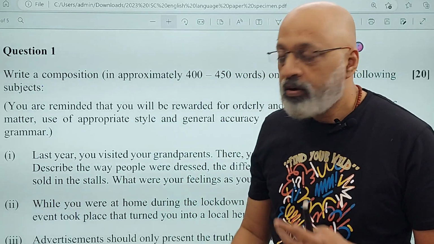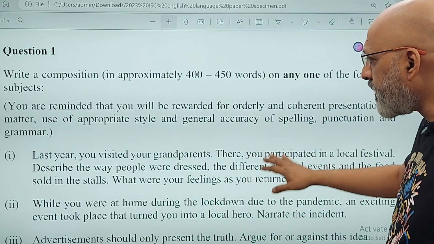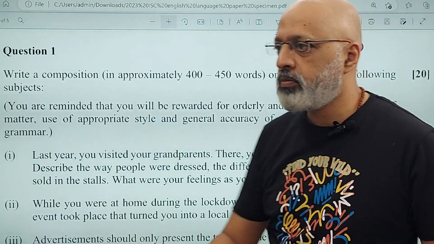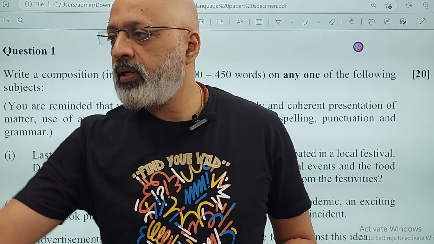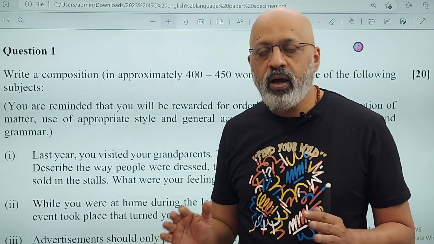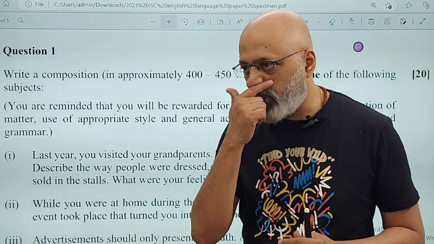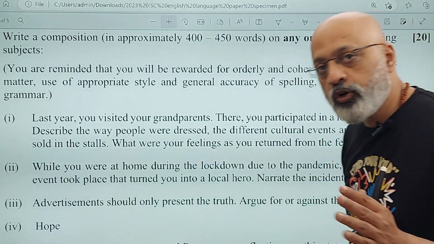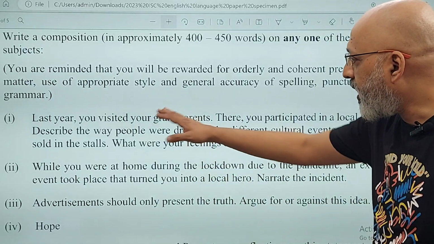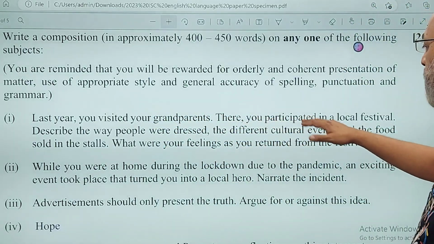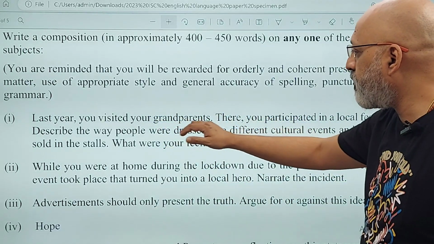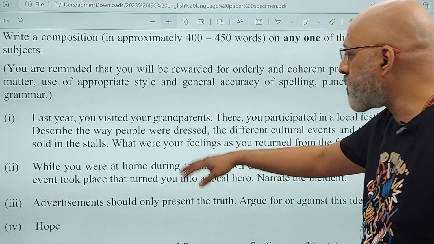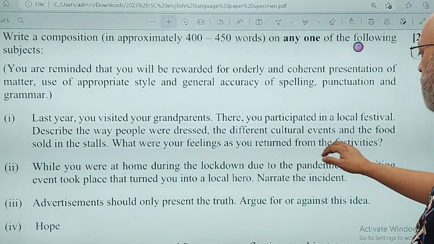Okay, now first, let's come to the narrative essay, the descriptive essay. Basically, and each one of my points I will tell you. Descriptive mein, like for instance, this is the descriptive essay topic which has been given in your specimen paper. Last year, you visited your grandparents. There, you participated in a local festival. Describe the way people were dressed, the different cultural events, and the food sold in the stalls. What were your feelings as you returned from the festivities?